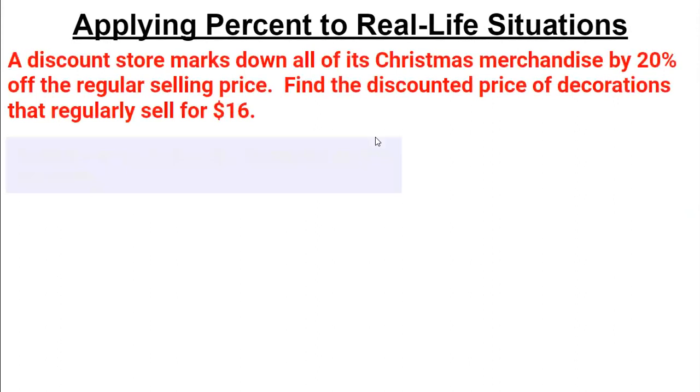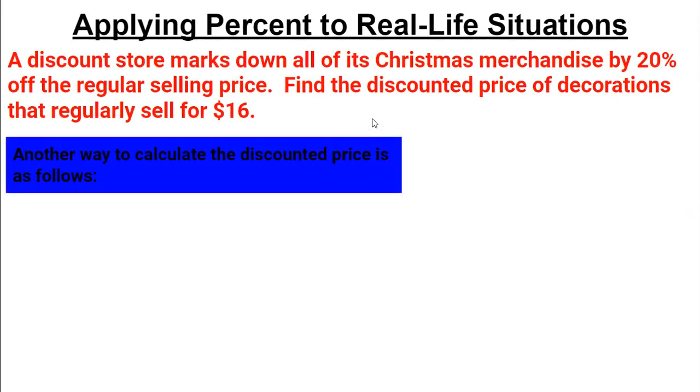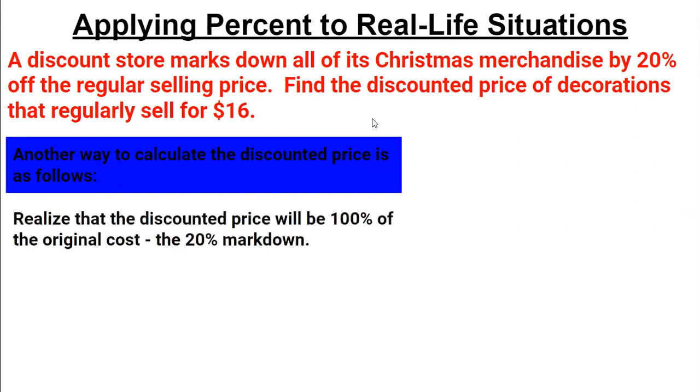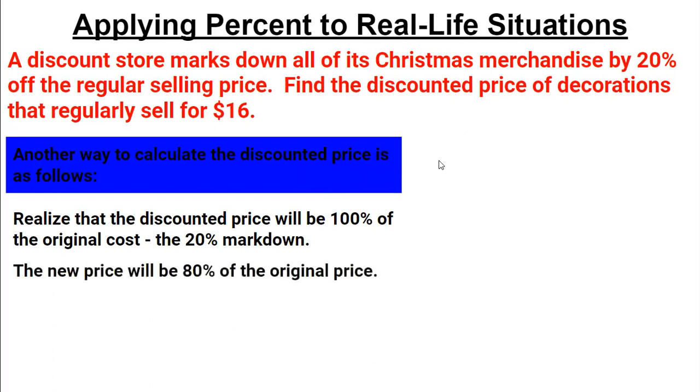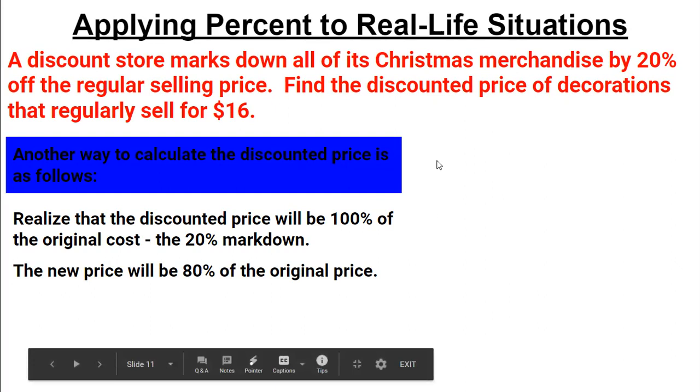Okay, let's see a shortcut. Same question. So here's another way to calculate it when you have a discounted price. Realize that the discounted price will be 100% of the original cost minus the 20% markdown. The original cost is 100%, $16, but you're going to take 20% off. So can't you subtract 100 minus 20? Of course you can. 100 minus 20% is going to give you 80% of the original price. That's how much you're going to pay.